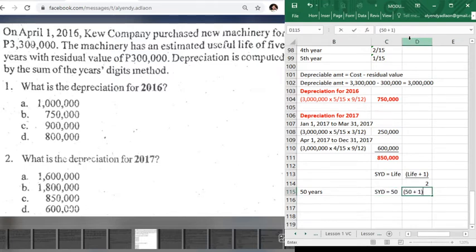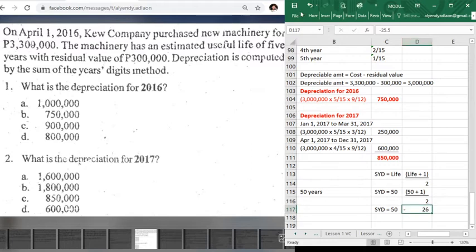50 plus 1 and then divided by 2. We have 50 and then 50 plus 1 divided by 2. So that is 51 divided by 2. What is 51 divided by 2, class? That is 25.5. Right? 51 divided by 2 is 25.5, rounded off here. That is 25.5. So, 50 times 25.5.